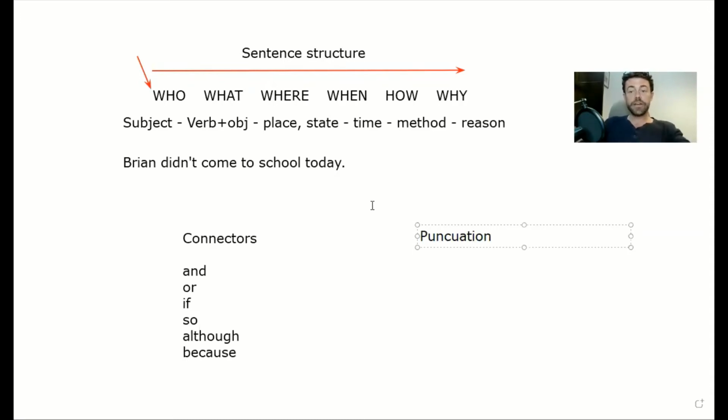Punctuation like we have here after today with a full stop, or perhaps a comma, or an exclamation point, or a question mark. So let's adjust this sentence here to make it a little more complicated.